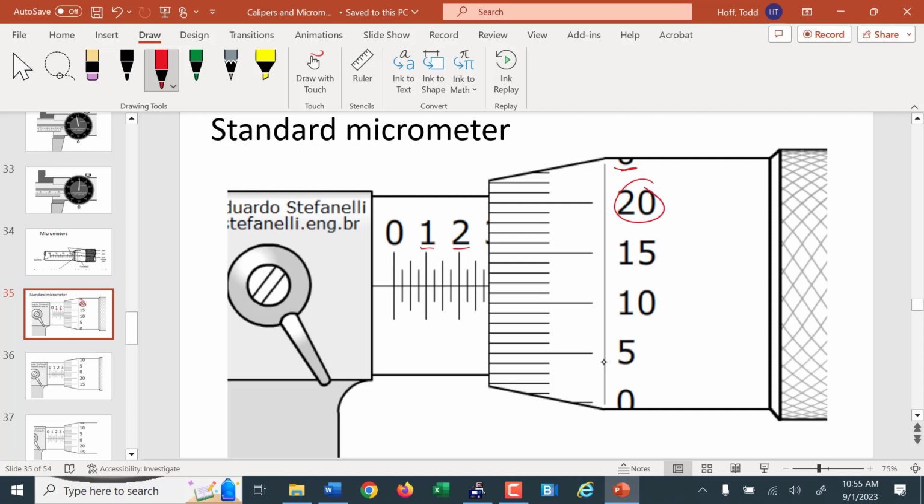Anyway, so the main scale here, this is 0.2, but then we have quarter marks here. So this is 25, 50, 75. We read that main scale at the edge of the thimble here. Then we read the thimble where the axis of the barrel lines up. That is between 11 and 12. It's closer to 12. So that is 12 thousandths. So that is 0.287 inches is what that's reading.